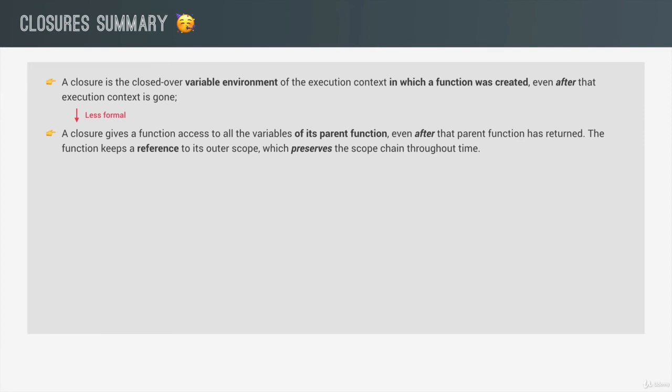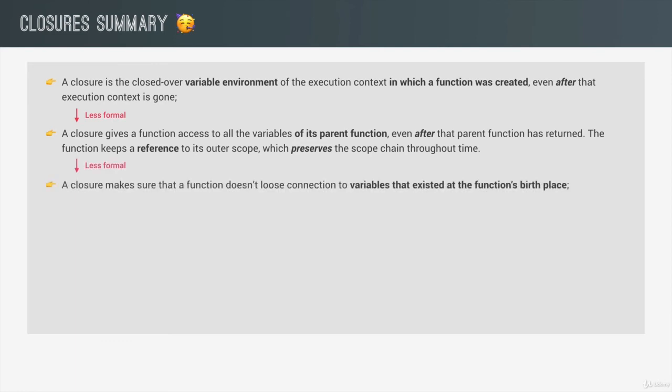Alright, another definition, or let's say analogy, is that a closure makes sure that a function never loses connection to the variables that existed at the function's birthplace. It remembers the variables even after the birthplace is gone. It's like a person who doesn't lose connection to their hometown. In this analogy, the person is the function and the hometown is the function's parent scope, and the function then doesn't lose the connection to the variables stored in this parent scope. And I hope that makes sense.